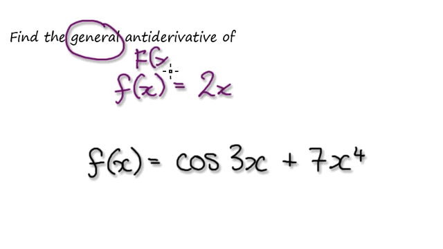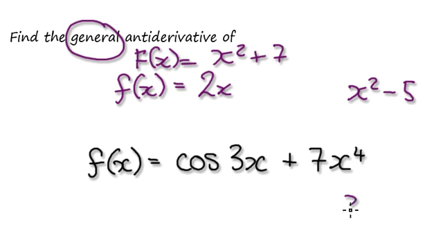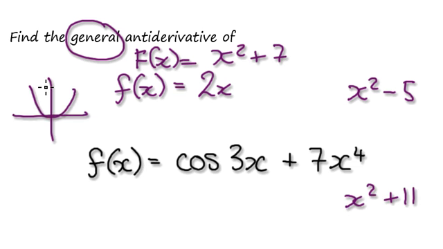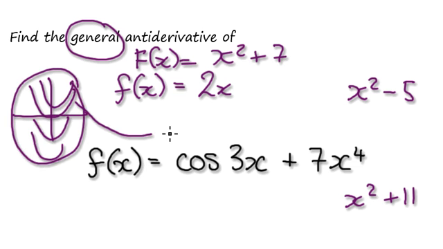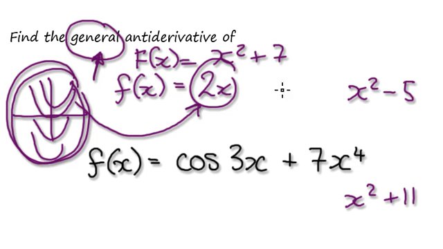Well, the antiderivative could be x squared plus 7, or it could be x squared minus 5, or it could be x squared plus 11. You're going to get a whole family of these curves here. The whole family here will differentiate to 2x. This general antiderivative means you have to express your answer in such a way that it would encapsulate the whole family. And the way you do that would be to say x squared plus capital C here.